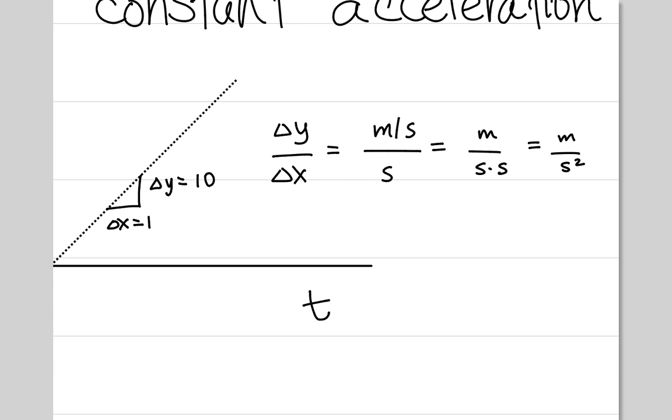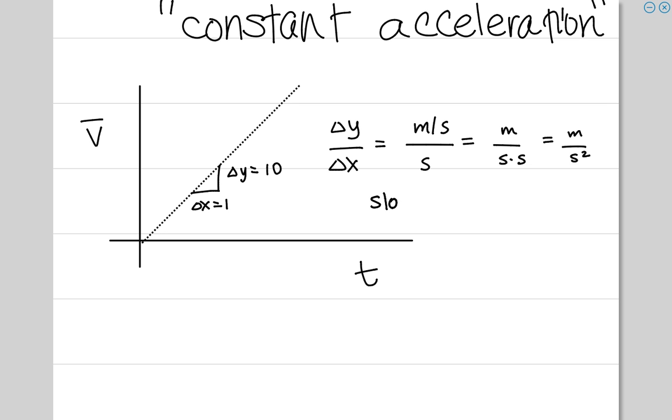So this is slope. And we come to realize that the slope of a VT graph is your acceleration.